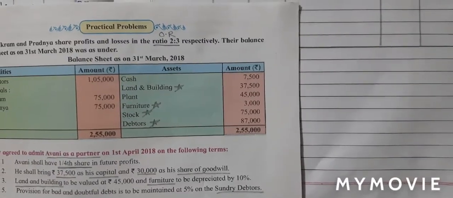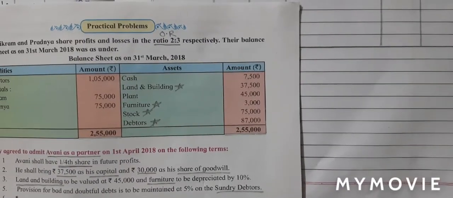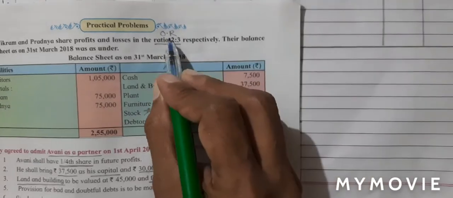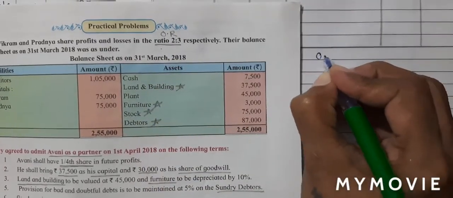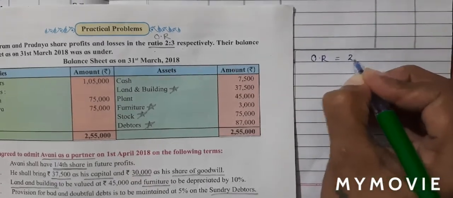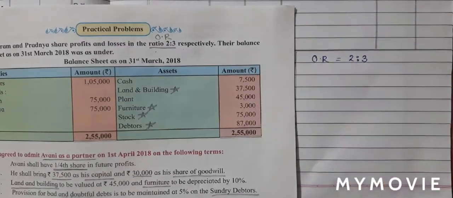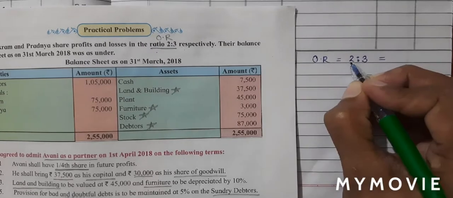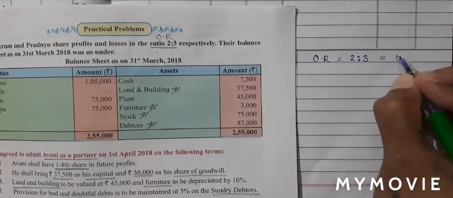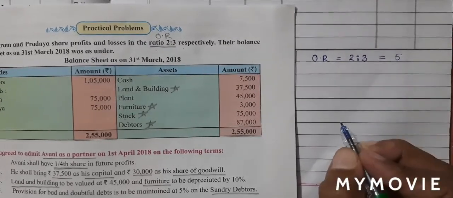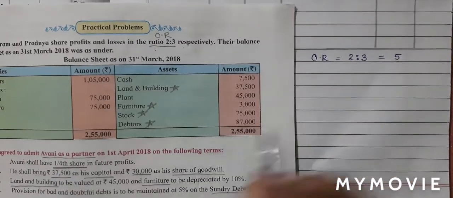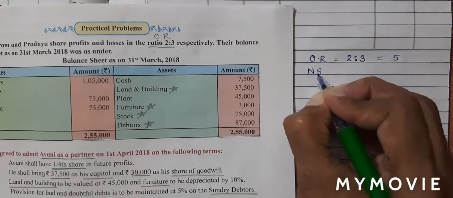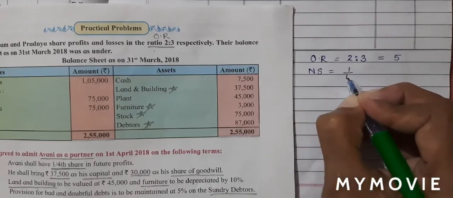So students, for calculation of sacrifice ratio, let us first understand our old ratio which is given to us is 2:3. So in the rough work, I'll write my old ratio 2:3. So the total of this is 2 plus 3, which is equal to 5. They have not given me new ratio, but they have given me the share of the new partner. So the new partner's share is 1/4 share.